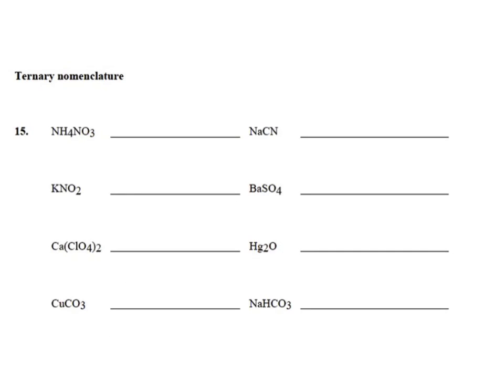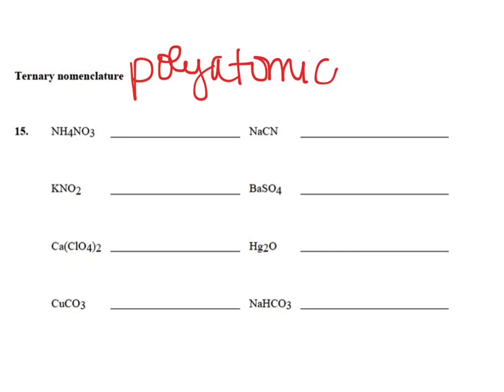So today we're going to talk about ternary nomenclature. Ternary means that there is going to be more than two elements in there. So these are usually going to be polyatomic. That means memorizing those polyatomics is going to help you out.